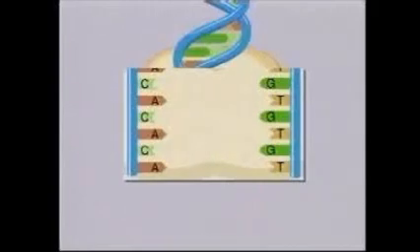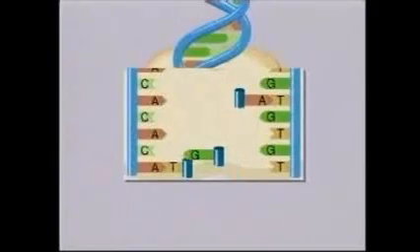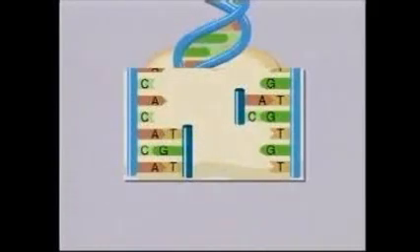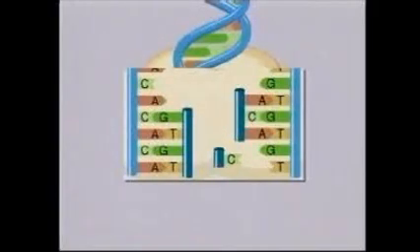Each old strand of DNA serves as a template for a new complementary strand. The new strands are assembled using free-floating nucleotides. Complementary base pairs are matched. A always pairs with T, and G always pairs with C.